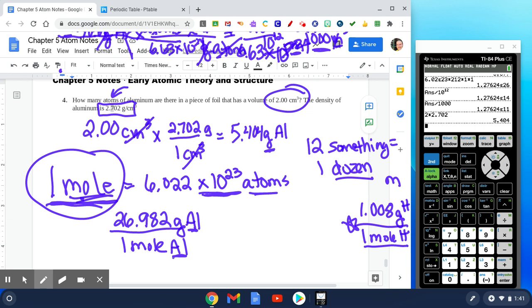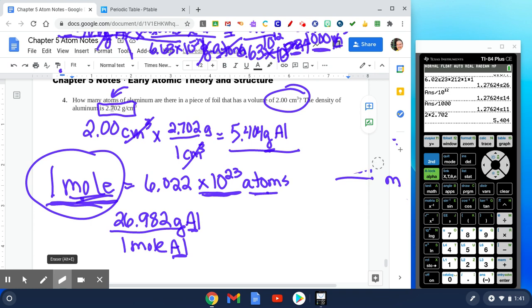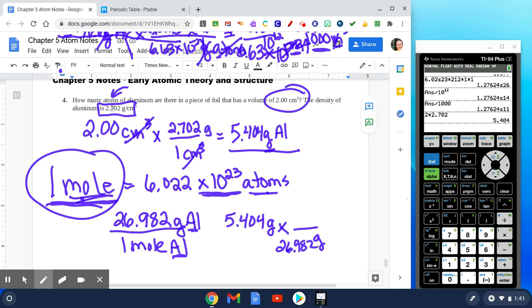So here we are. We know now that we have this many grams of aluminum. We want to get to atoms. I'll erase my 12 dozen. So I know if I take 5.404 grams of aluminum, if I want to know how many moles that is, I'm going to put my grams on the bottom. So that'd be 26.982 grams on the bottom and 1 mole on the top. I can flip this just like I can flip other conversion factors. So now my grams cancel.